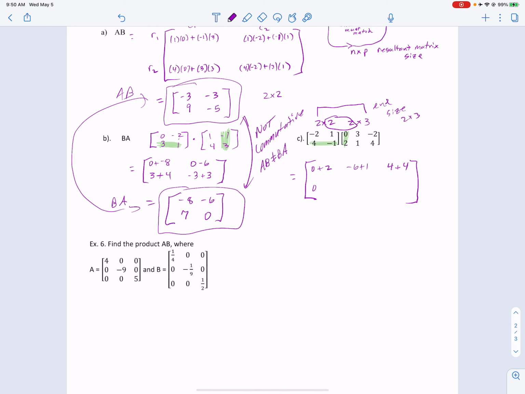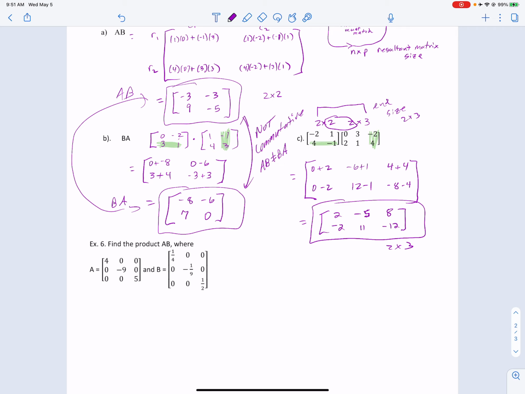And so as I multiply, I get a 4 and a -2. And then move to the next column of the second one, and you get a 12 minus 1. And then move to the third column of the second one and multiply, and you get a -8 minus 4. And then finish it up by simplifying all of those. And there you have your end result. And it is what we expected. It was a 2-row by 3 column.